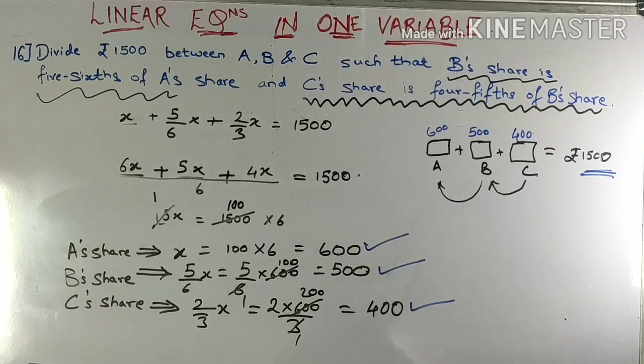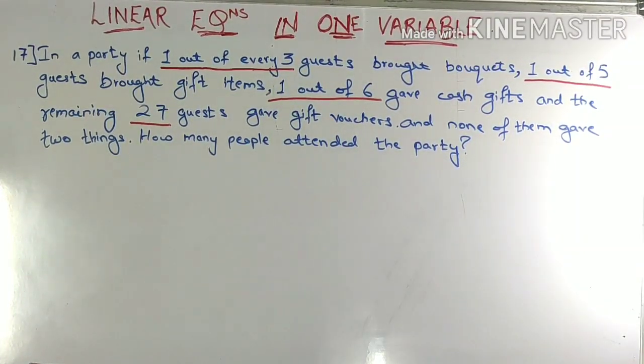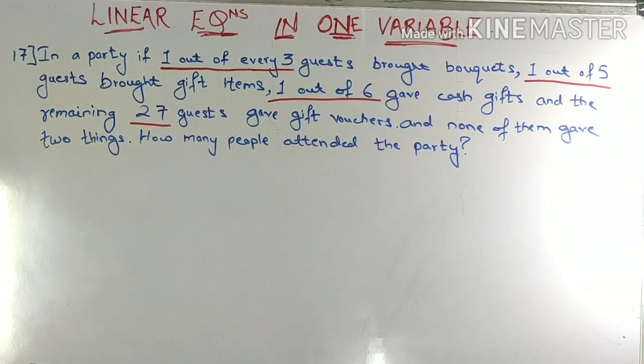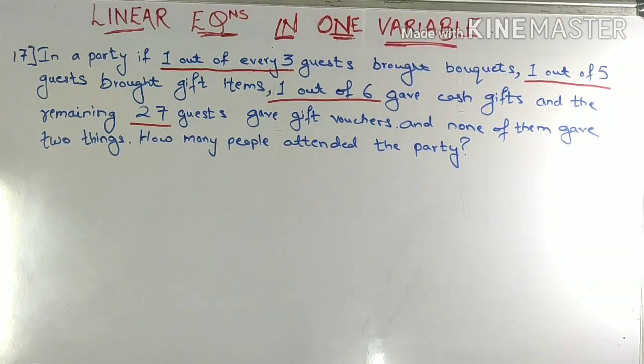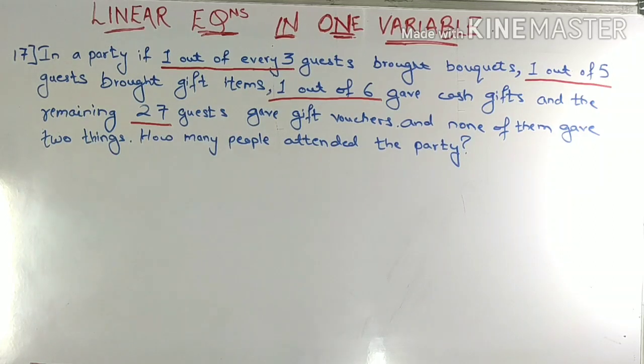Okay, so this was the solution of the 16th problem. In a party, if 1 out of every 3 guests brought bouquets, 1 out of 5 guests brought gift items, 1 out of 6 gave cash gifts, and the remaining 27 guests gave gift vouchers, and none of them gave 2 things, how many people attended the party?